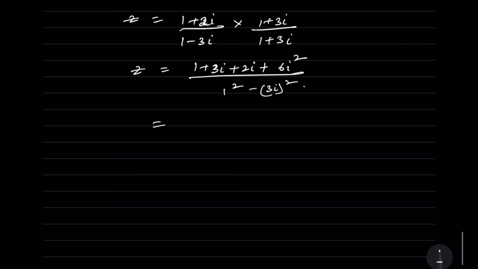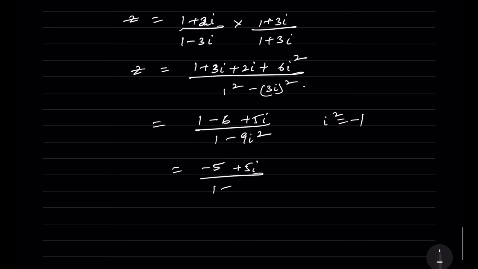Which is equal to (1 minus 6 plus 5i) divided by (1 minus 9i square). i square is equal to minus 1. So therefore you are getting minus 5 plus 5i divided by 1 plus 9, which is equal to 10. So minus 5 by 10 plus 5 by 10 i, which is equal to minus 1 by 2 plus 1 by 2 i. That is the value which we got after rationalizing.